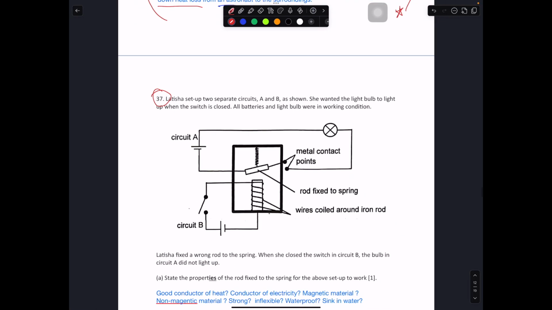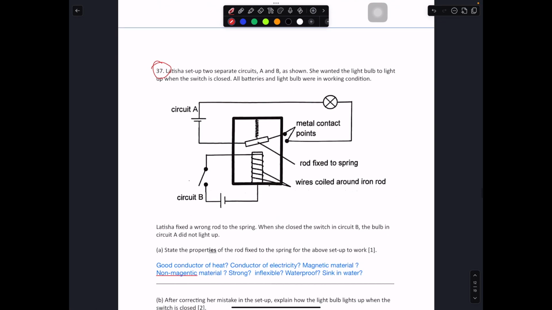Okay, so in this case, question 37. Letitia set up two separate circuits A and B as shown. She wanted the light bulb to light up when the switch is closed. All the battery and light bulb were in working condition. So take a look at this. You've got two circuits, A versus B, and you have the wires around an iron rod. The iron rod is the subject of interest. Then you also have the rod that is fixed to the spring. You've got metal contact endpoints, and circuit A, circuit B. These are the words in the diagram that you might want to use when constructing your explanation.